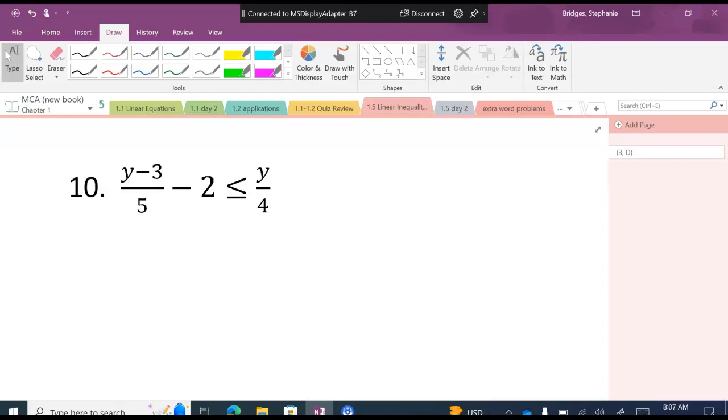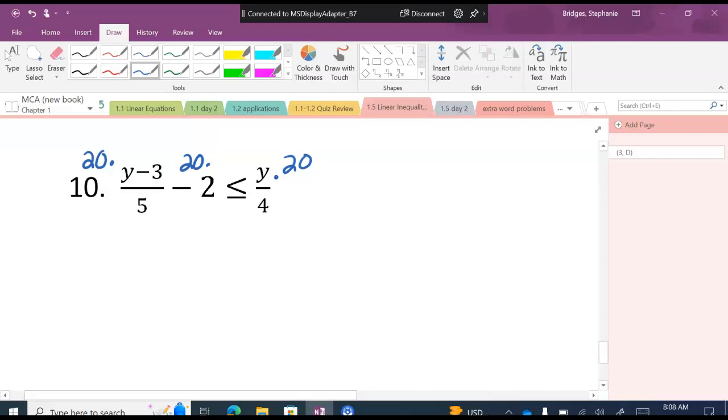Now, there are no variables in the denominator to worry about restrictions. But what I do need is a number that will get rid of both 5 and 4. So I need a common denominator between 5 and 4. That's 20. So we're going to start by multiplying everything in this inequality by 20. Don't forget to multiply that 2.